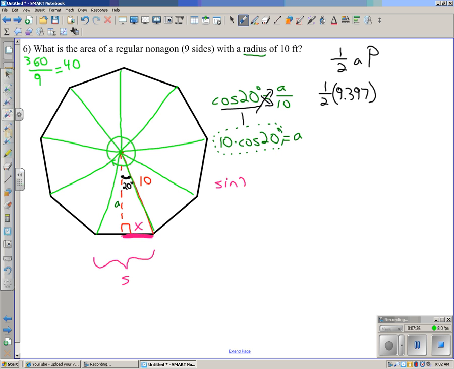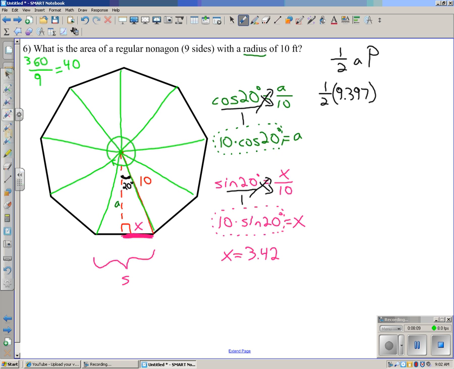So this would be the sine of 20 equals opposite over hypotenuse, x over 10. When I put that over 1 and cross multiply, I end up with 10 times the sine of 20 equals x. When you put this in your calculator, you end up getting x to be somewhere around 3.42.